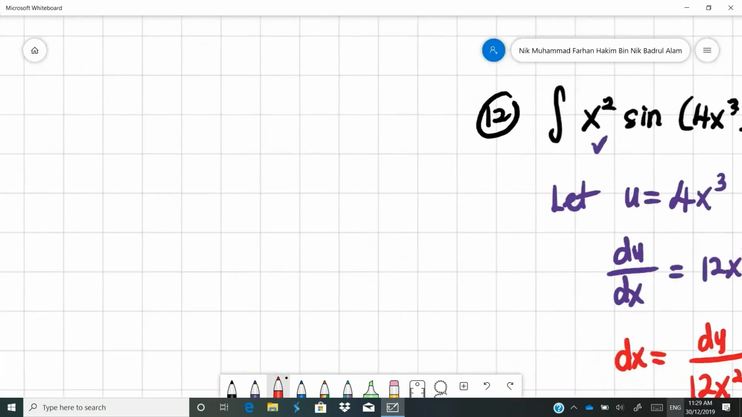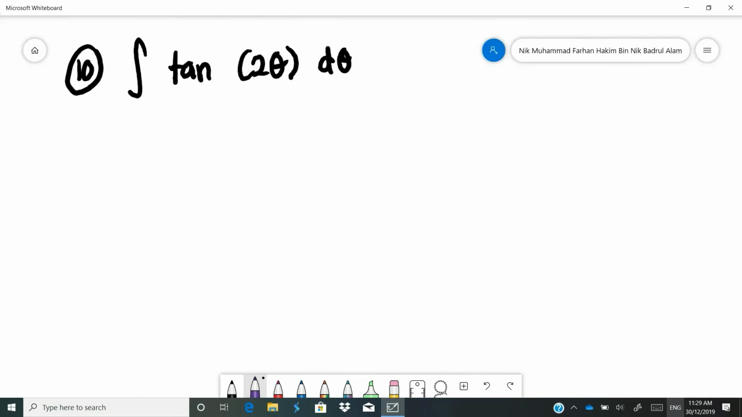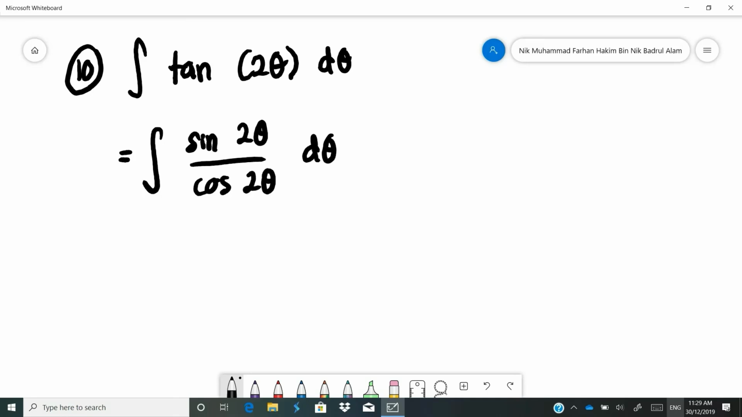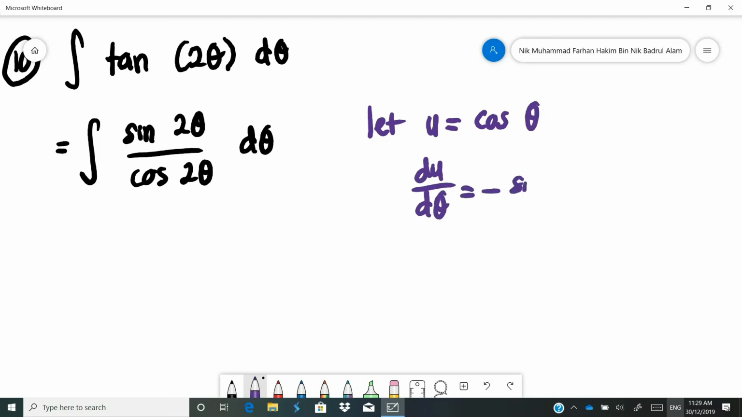And you know, if you have this one, tangent 2 theta, last one maybe. So actually you have to modify the initial integration. It will become tangent, which is given by sine 2 theta over cos 2 theta d theta. So you have to let u. Which one is going to be let u? In this case we have to let u be cos 2 theta. Why? Because when you differentiate, du over d theta becomes negative 2 sine 2 theta, and make d theta the subject, so du over negative 2 sine 2 theta.